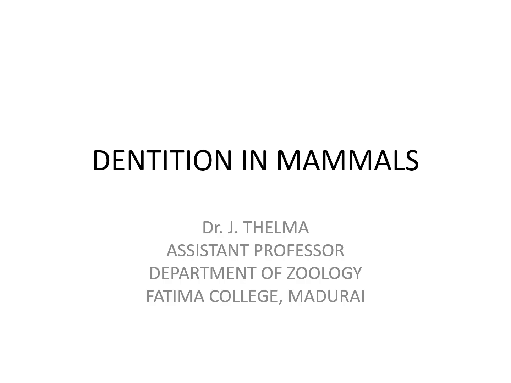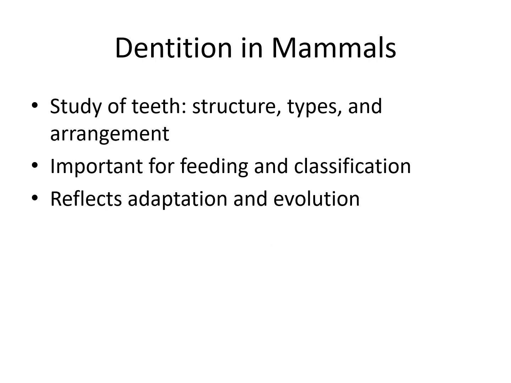In this video, we will discuss about the dentition in mammals. Dentition refers to the study of the structure, types, and arrangement of teeth. It plays an important role not only in feeding but also in the classification of animals. Moreover, the pattern of dentition reflects how different species have adapted to their environment and evolved over time.